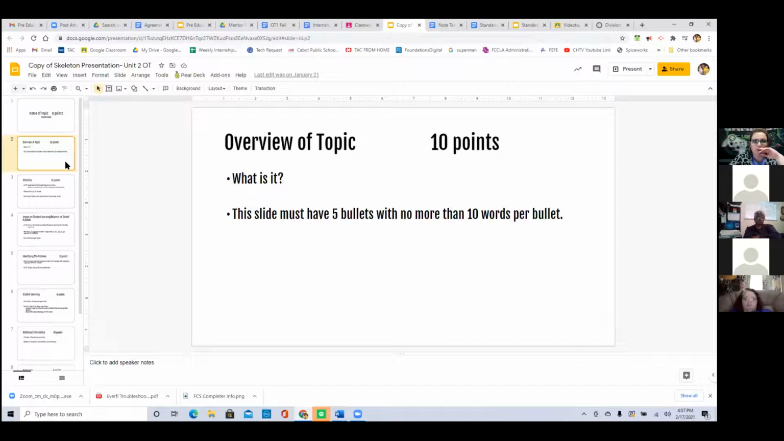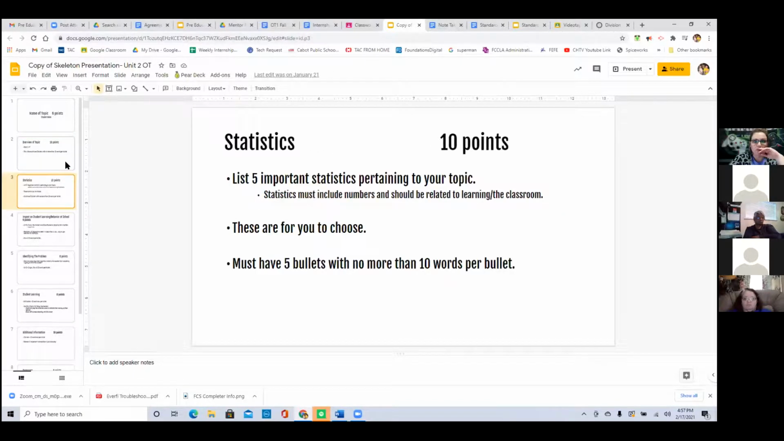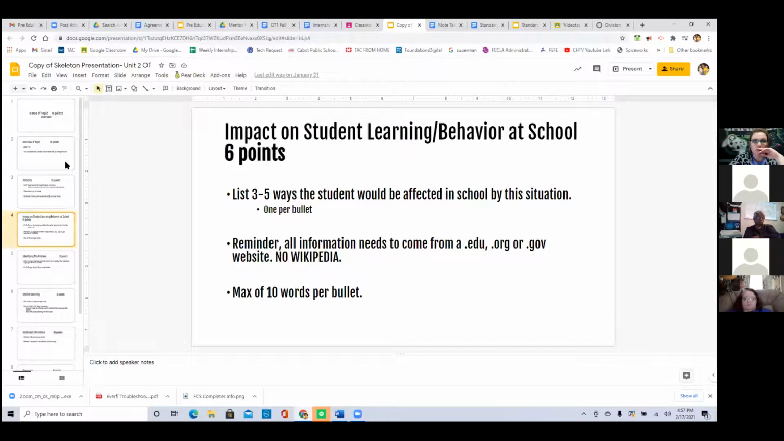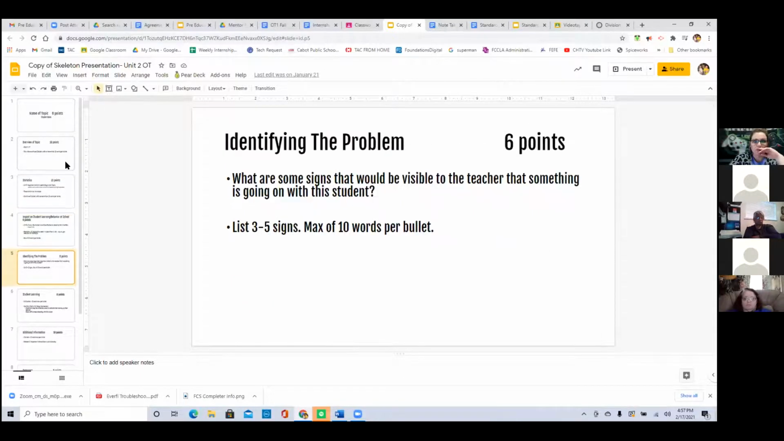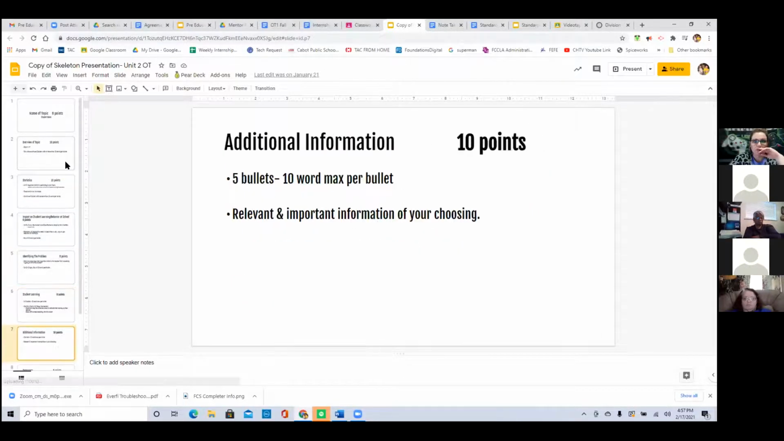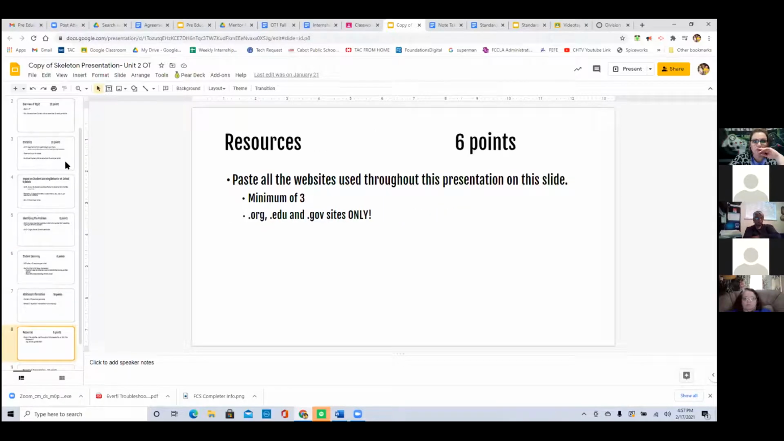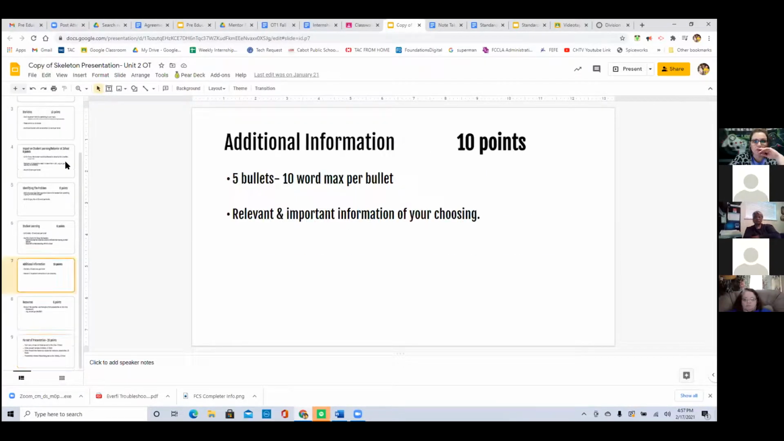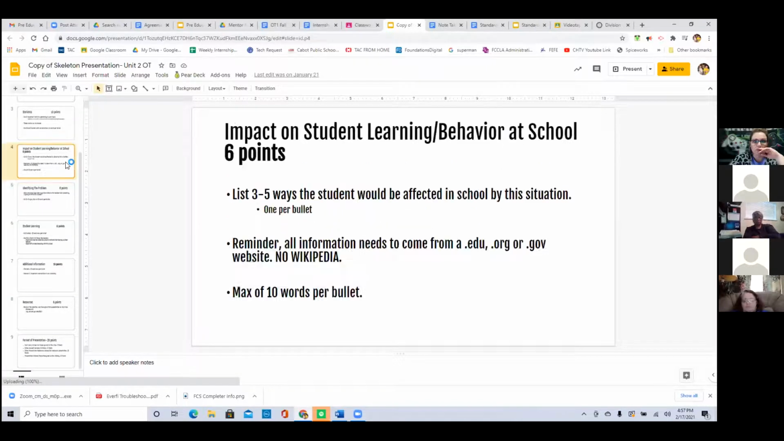And so they have to give me the overview of the topics, the statistics, impact on student learning, identifying the problem, additional information, and resources. And then, like I said, they have to have imported a theme, and I show them how to do that.